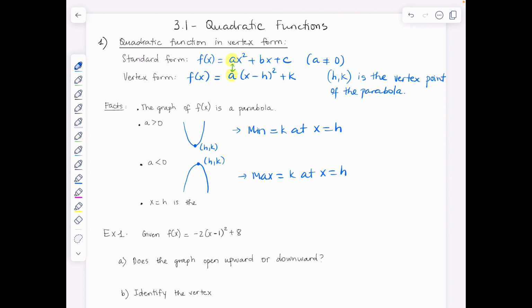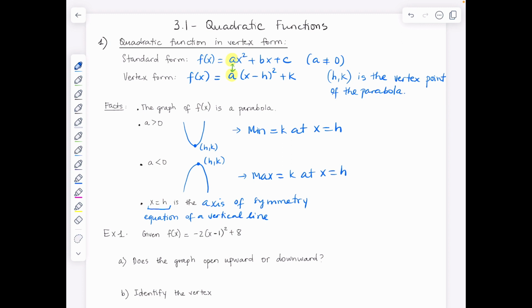And then we have the equation x is equal to h. Notice that this is the equation of a line, of a vertical line to be specific. Now this vertical line is special. x equals h is called the axis of symmetry. So it is a vertical line that defines the middle of the parabola.